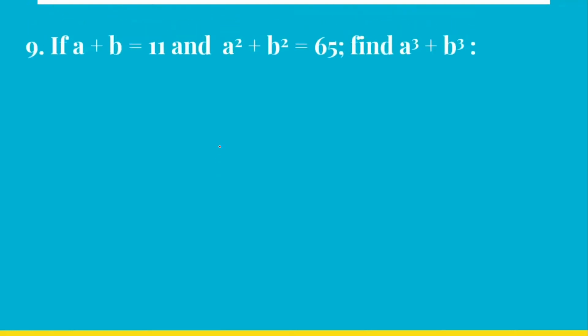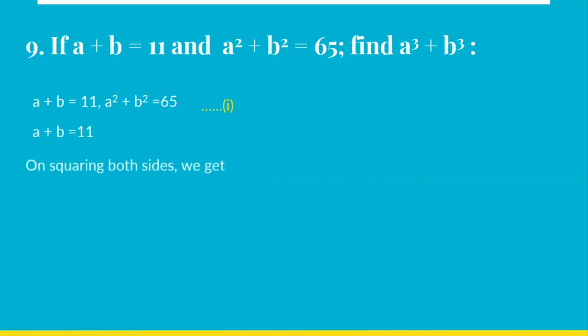Okay, let's start with the next question. If a plus b is equal to 11 and a square plus b square is equal to 65, find the value of a cube plus b cube. We have several times solved questions of similar types in the previous exercise, so it is nothing difficult. Let us go ahead. Let us take a plus b is equal to 11 as equation number 1.